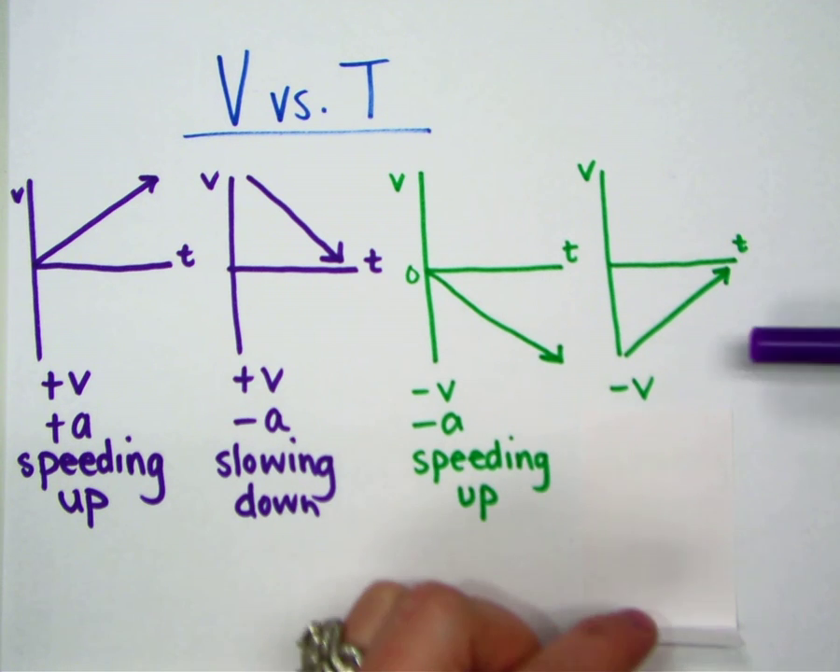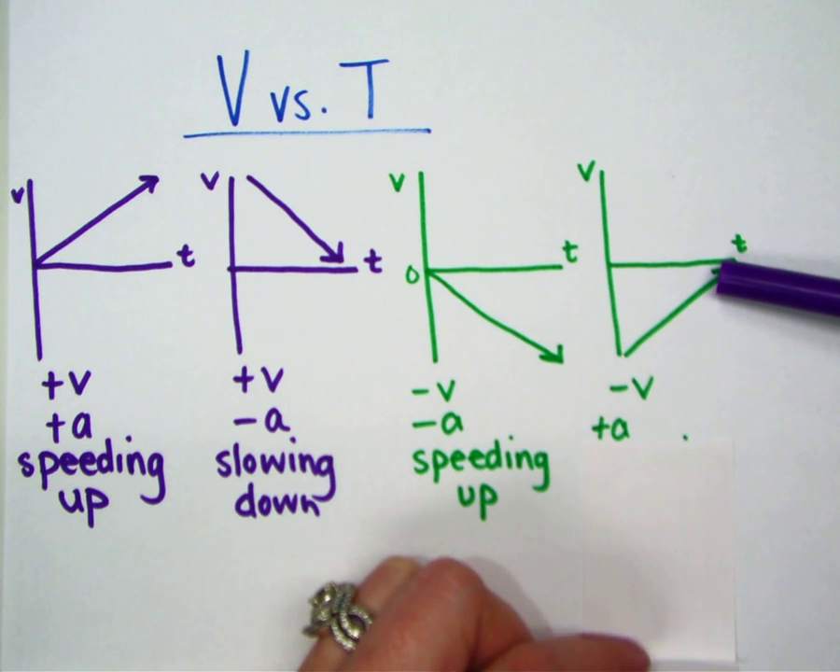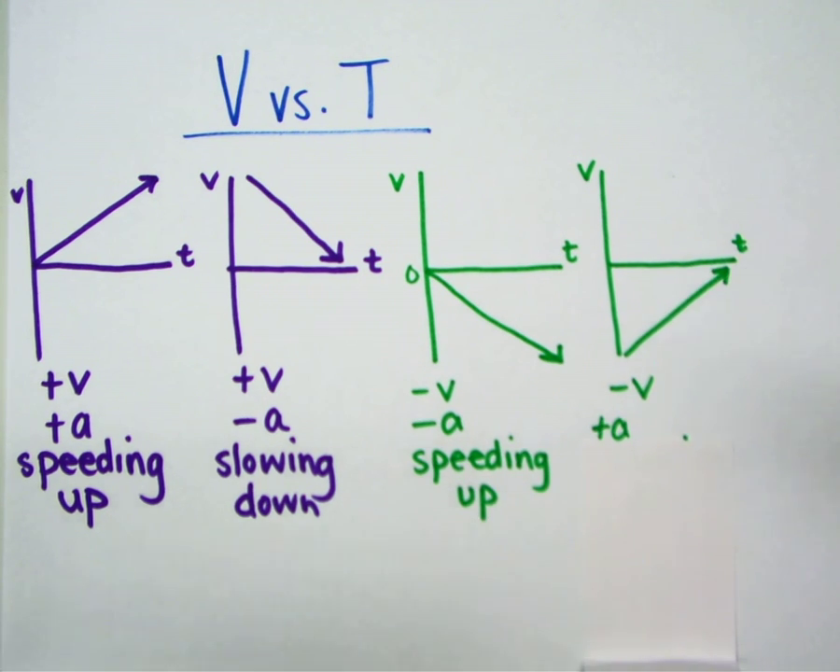And then the last graph, it has a positive acceleration. A lot of people want to say, oh, positive acceleration must be speeding up. Not true. When they're the opposite direction, you know the object is slowing down.